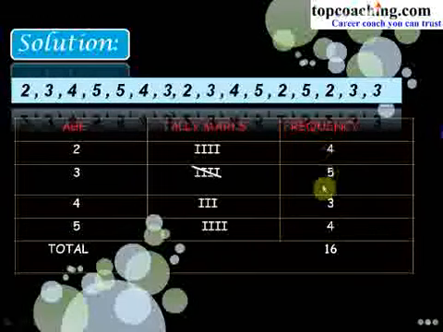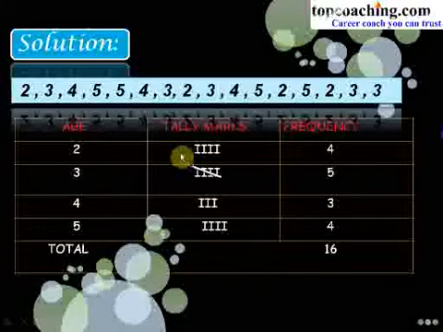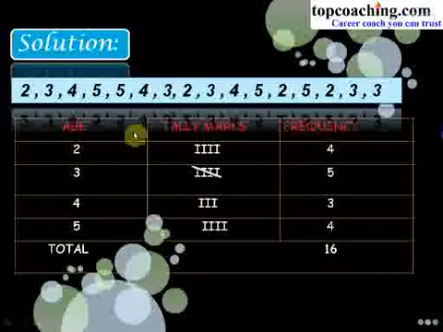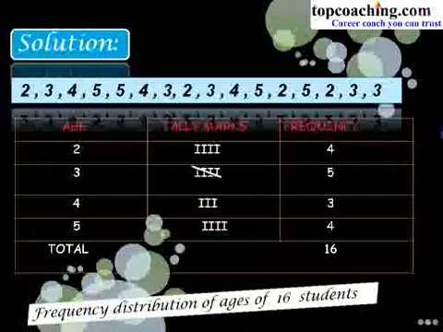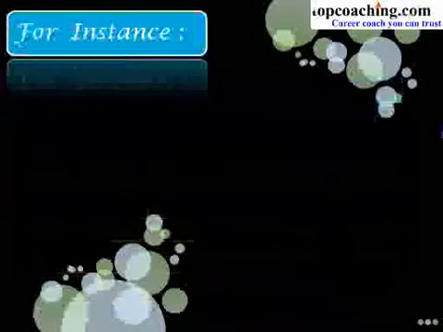When we add all these frequencies, it comes to be 16. And as given in the question, there are a total of 16 students. So it means our frequency table is correct. Finally, we can say frequency distribution of ages of 16 students. I think, students, one example is not enough, so we will move to a next example.